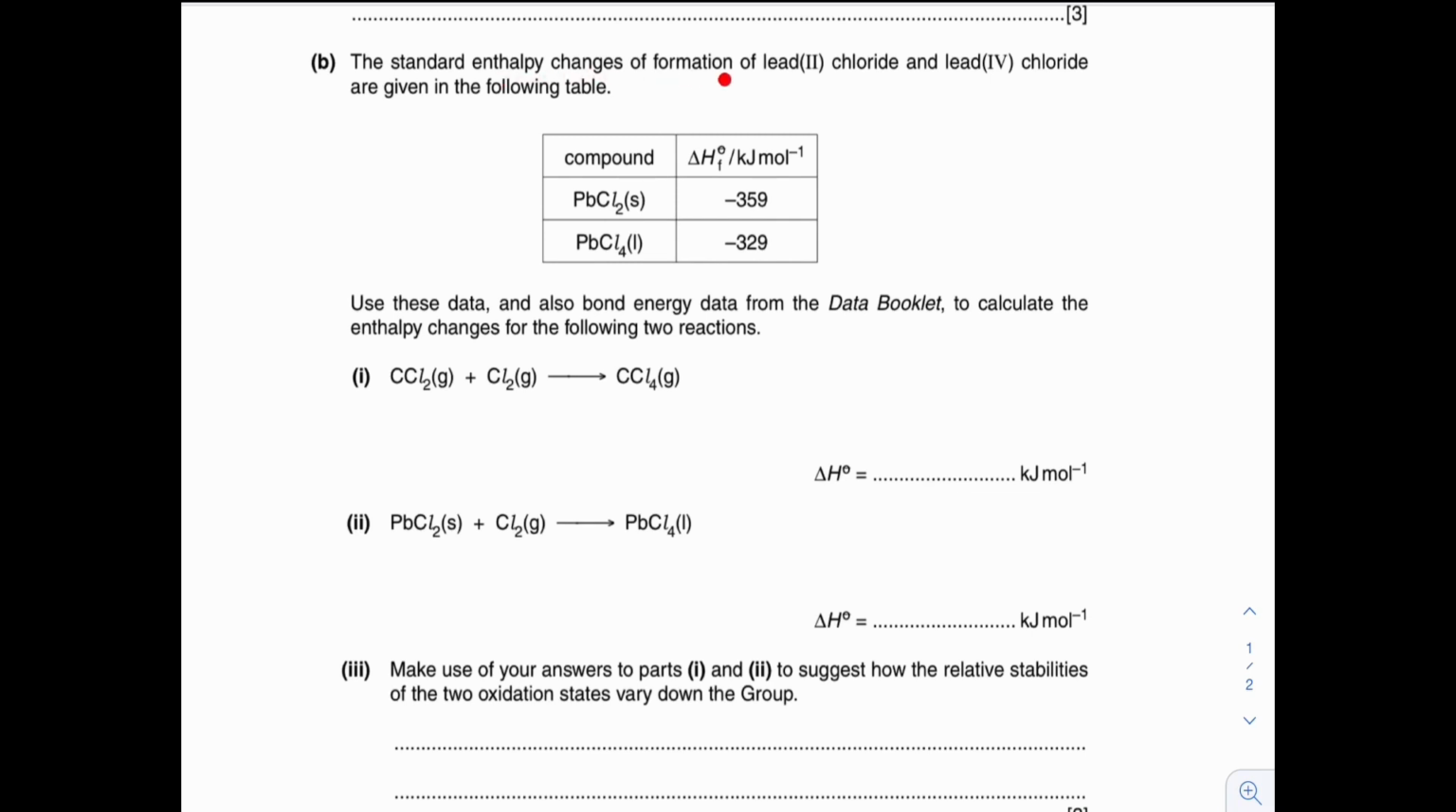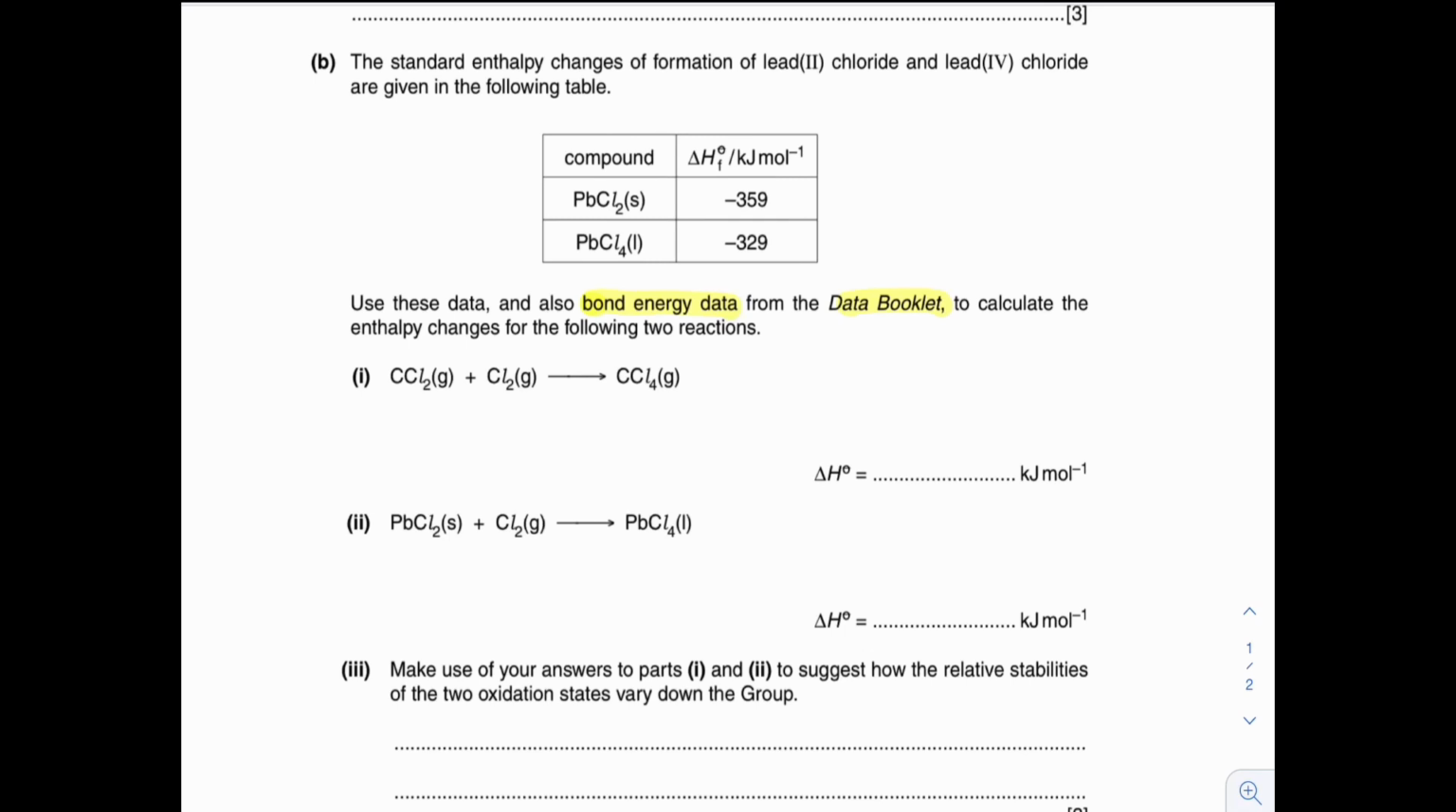The standard enthalpy change of formations of lead-2 chloride and lead-4 chloride are given in the table. So you can see this is the enthalpy change for formations of PbCl2 and also PbCl4. Use this data and also the bond energy data from the data booklet to calculate the enthalpy change for the following two reactions. Now, since this is a really old syllabus, we are going to use the updated data from the data booklet.